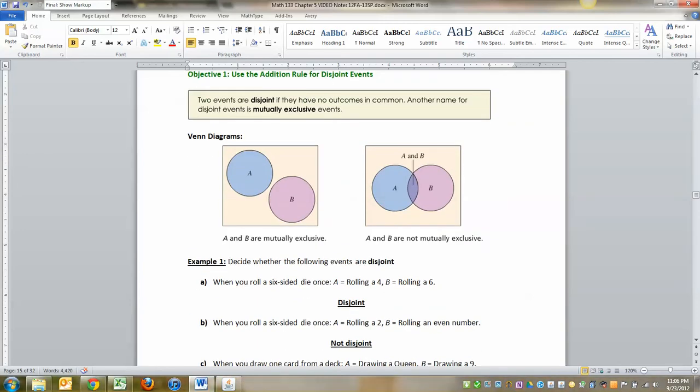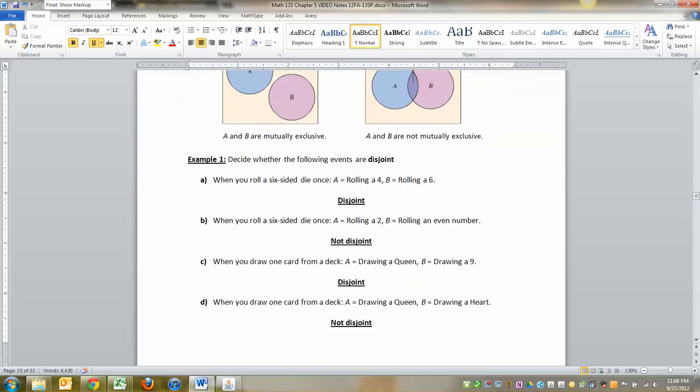So this is an example of a Venn diagram. These would be events A and B are mutually exclusive because they have no items in common, no outcomes in common. And over here you have events that are not mutually exclusive. They have an overlap, if you will. They have an intersection.